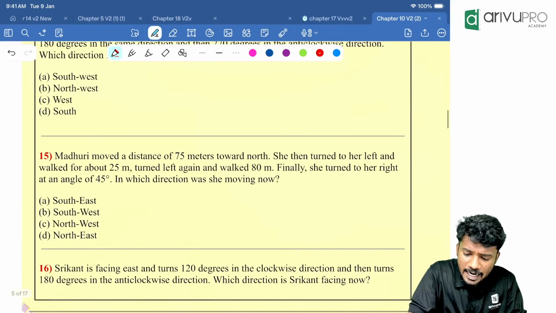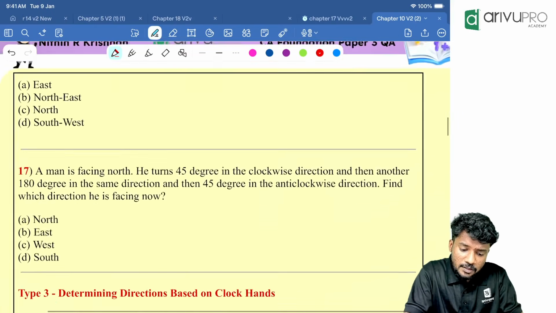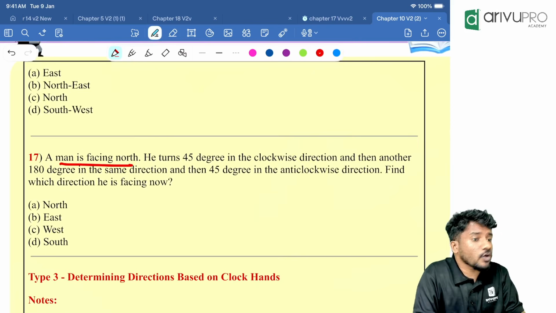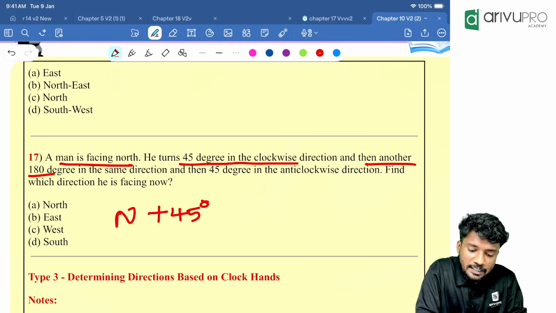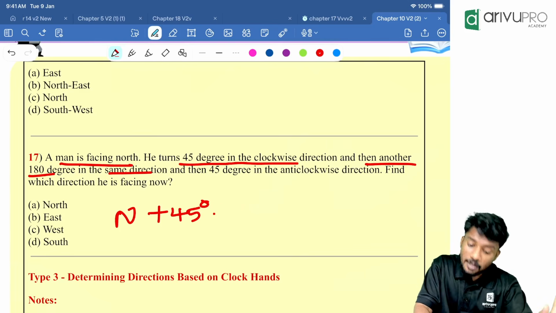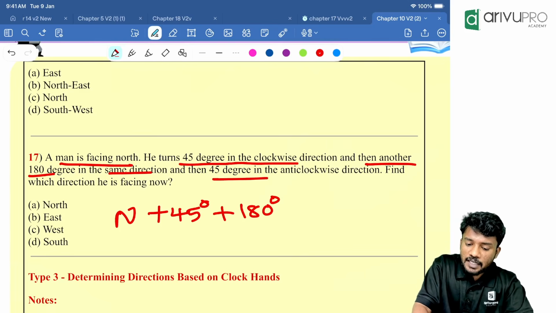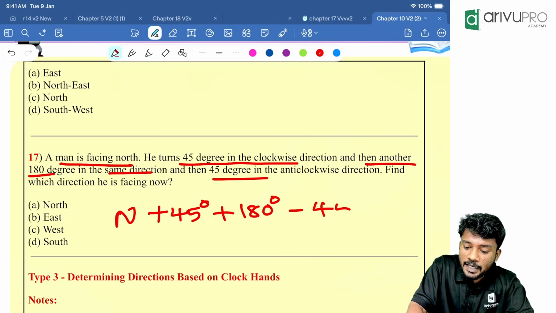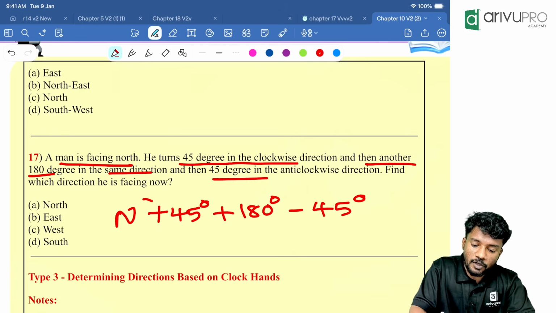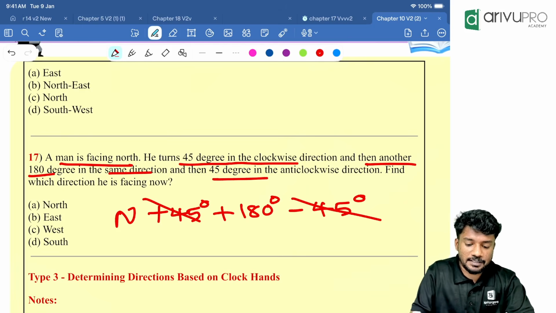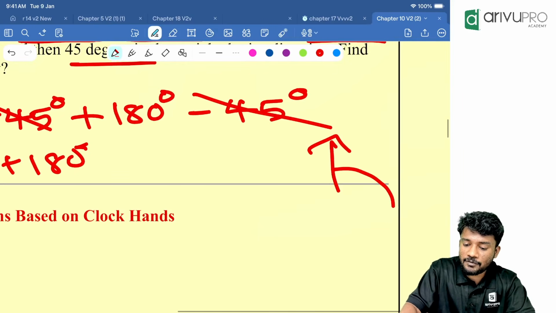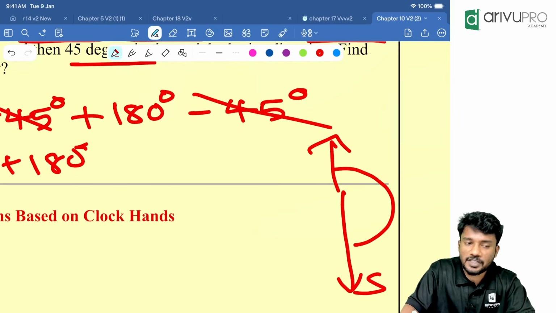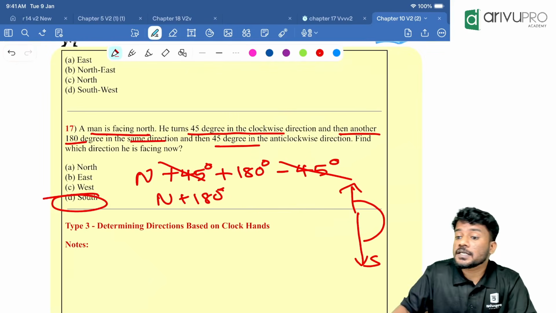Next question, people. Randomly I'll take you to another question. The question is looking like this. A man faces north. North is the initial direction. Then turns 45 degree in the clockwise. Clockwise means plus 45. Then another 180 degree in the same direction. Same direction means clockwise itself. 180 degree, then 45 degree in the anti-clockwise, that is minus 45 degree. People, 45 degree and minus 45 degree cancelled. North plus 180. What did I tell you about 180 degree? The direction will become opposite. What is the direction? South is the direction. Option D is the answer.